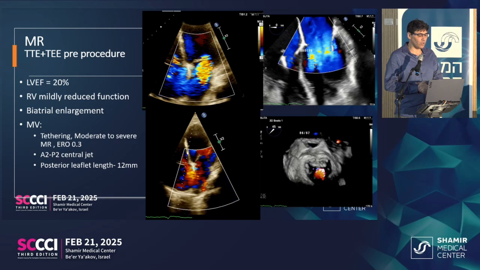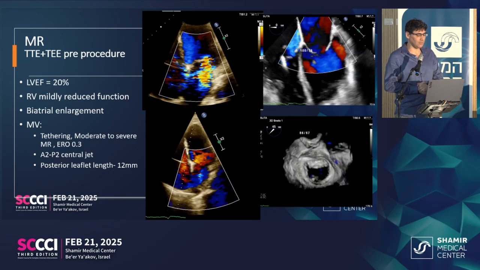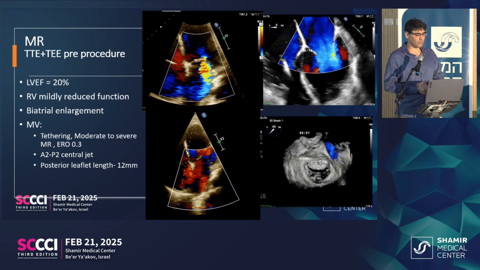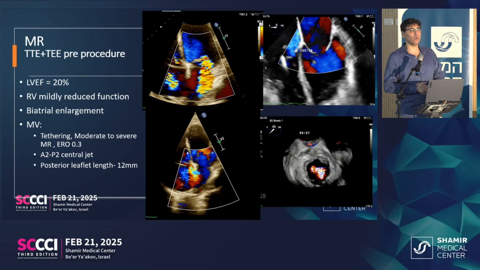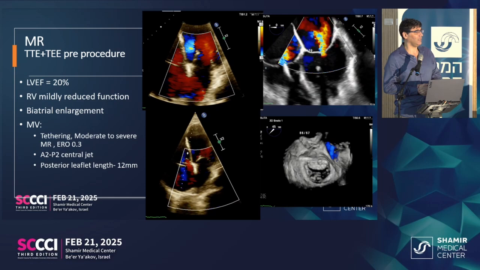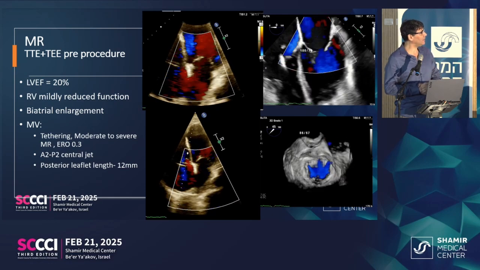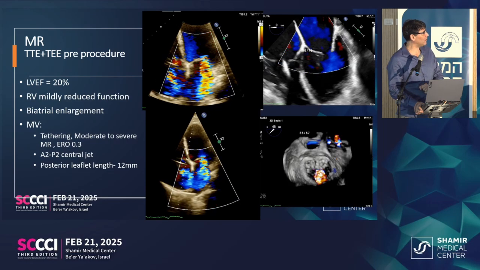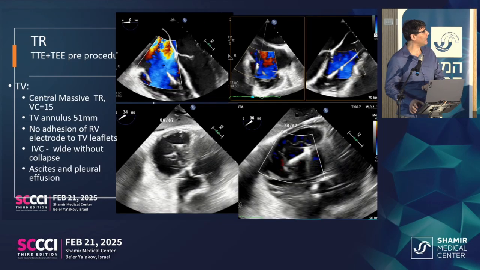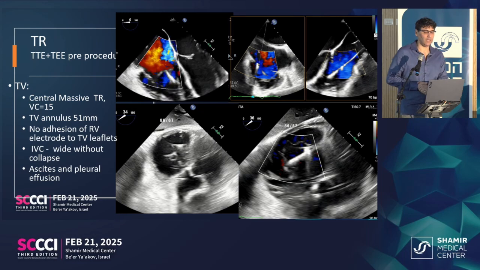It was a centrally located A2P2 jet, and the length of the posterior leaflet was 12, so we thought that the mitral would be quite an easy TEER. We were not right about that, but that was our thought. But the main problem that he had was a significant TR.